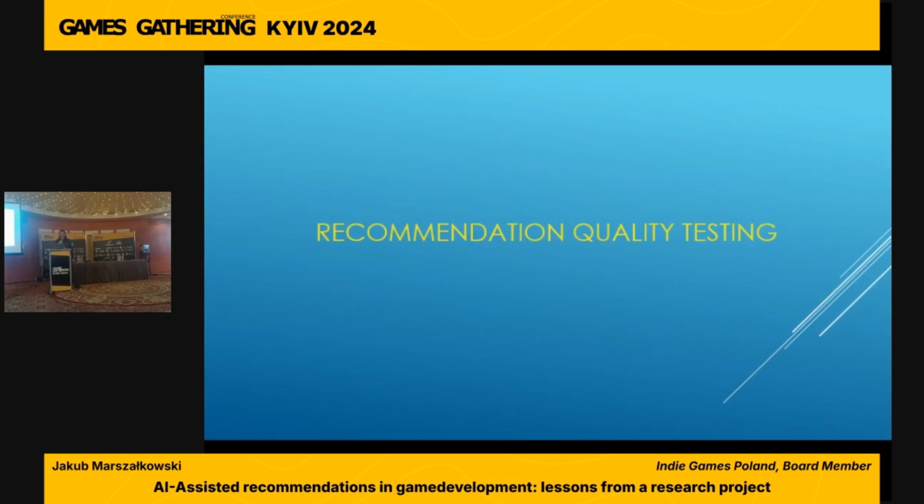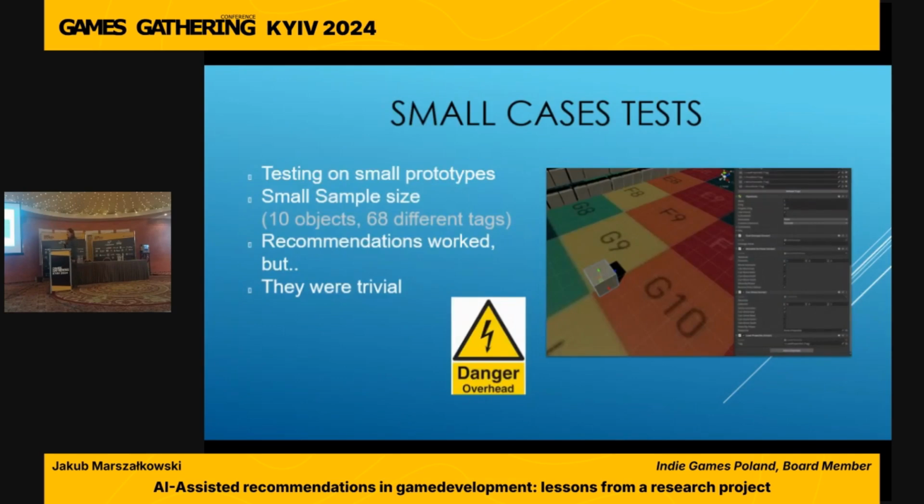So what could be a recommendation here for quality testing of those algorithms? For the early cases, for the beginning of the project, we tried to test on some small cases. We did test levels. The test levels were not really big. The one that you can see here had only 10 game objects and 68 different tags.